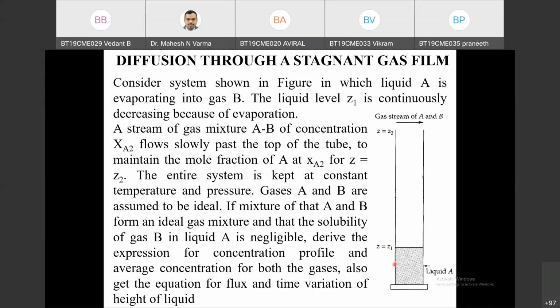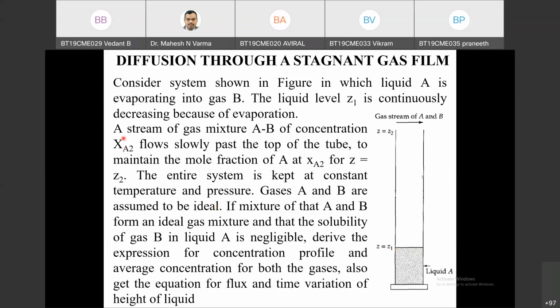So how to account for this variation of Z? Does anybody in the class have an idea? This is called a moving boundary problem. The boundary itself is moving. This is my system, where I am discussing the evaporation. The boundary itself is moving. So how to account for this?